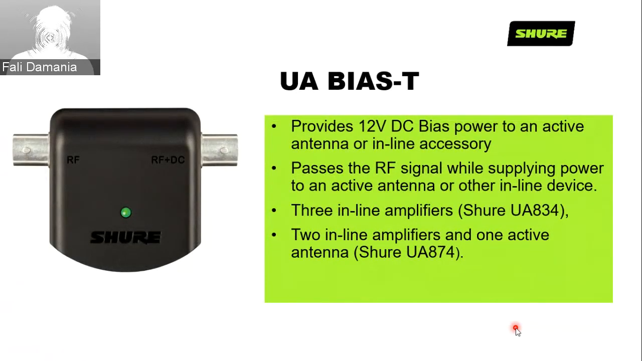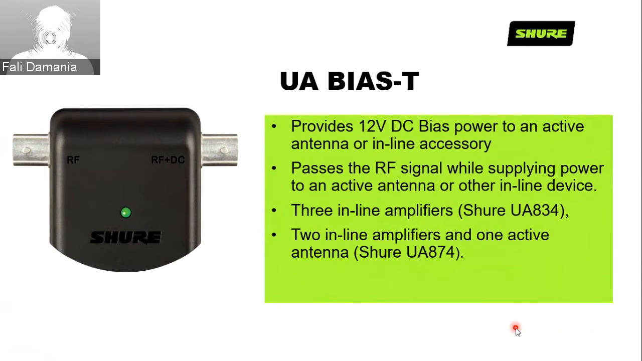And number three is the UA bias T. Now, what the bias T actually does is it provides a 12-volt DC bias to an active antenna or an inline accessory. Why is this used? Because there are devices, Shure devices, which do not provide antenna bias. For example, the SLX or the QLXD, they don't provide antenna bias, and you can have this device. It's powered by a wall socket. You have this device inline, and you can now power your antennas, or it's also used to power your inline amplifiers. So using one of these devices, you can power up to 3 inline amplifiers, or 2 inline amplifiers and 1 active antenna.